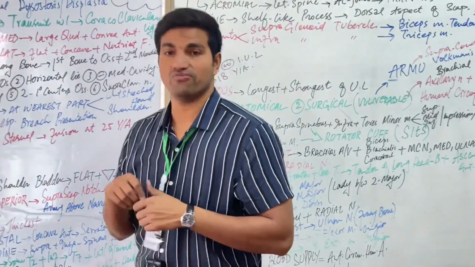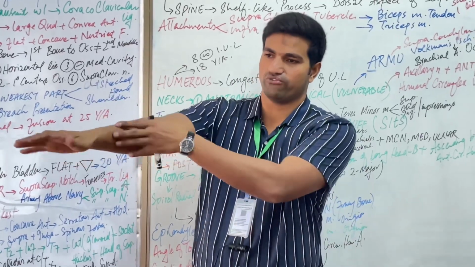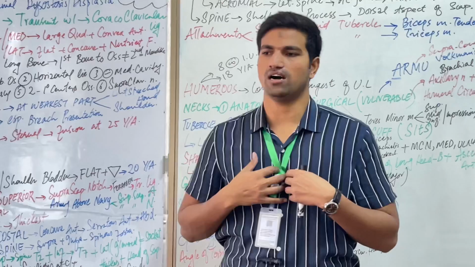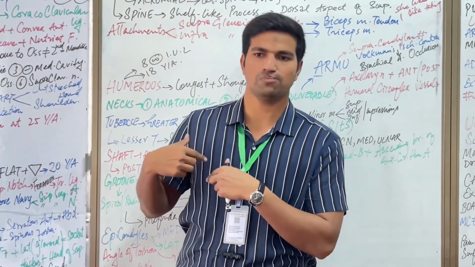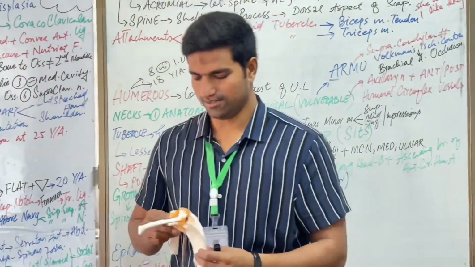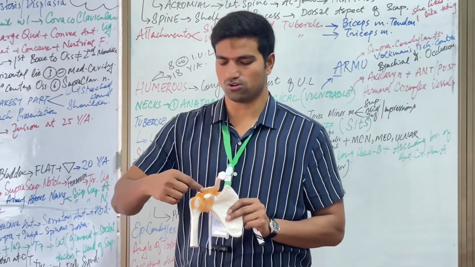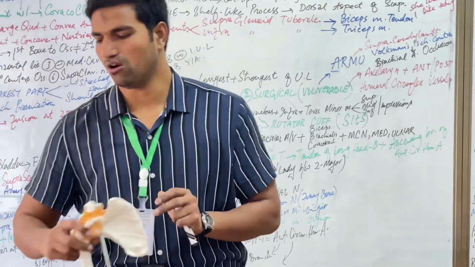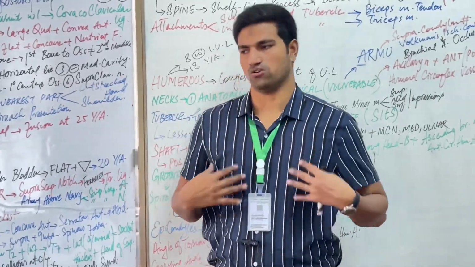Then we have talked about some functions. The function of the clavicle is that it transmits the weight of the upper limb to the sternum with the help of a ligament called the coracoclavicular ligament. If you can see, this is the scapula. This is the coracoid process. The coracoclavicular ligament helps in transmission of the weight of the upper limb towards the sternum and thorax.